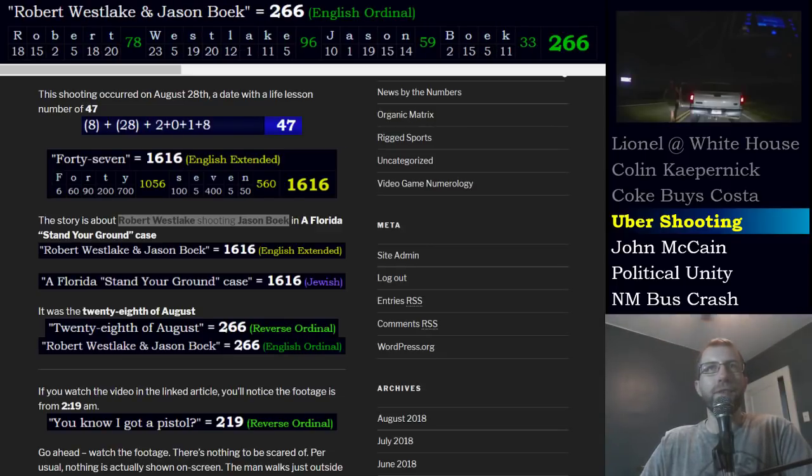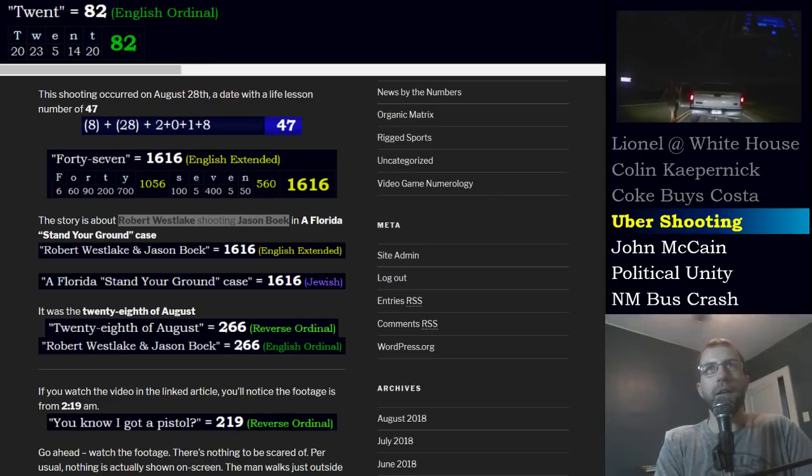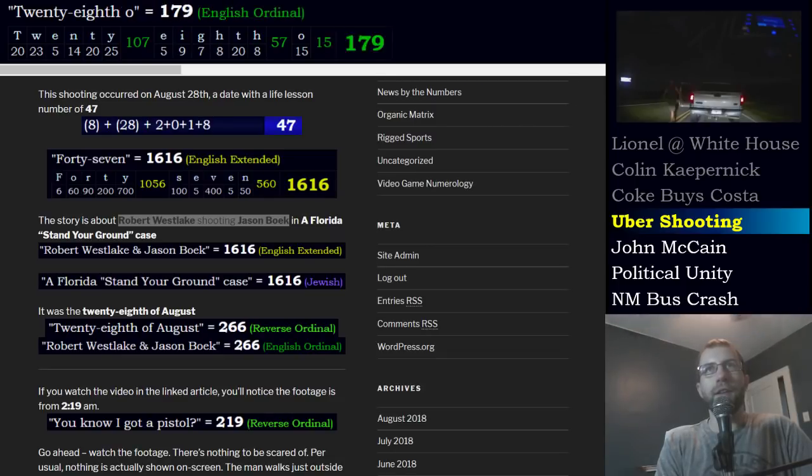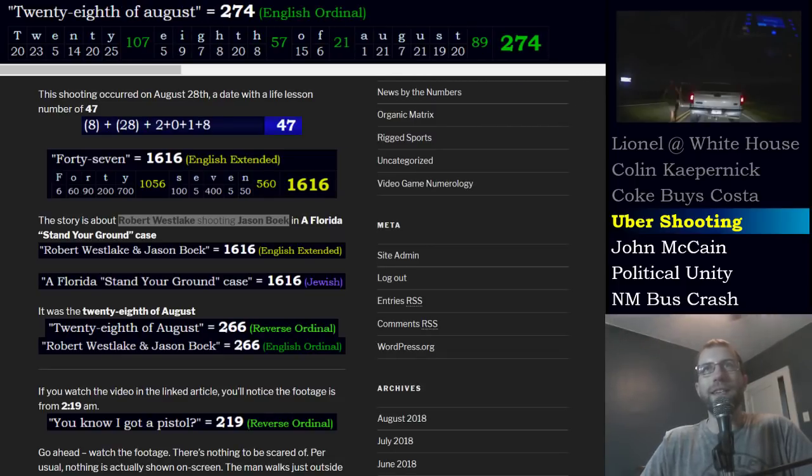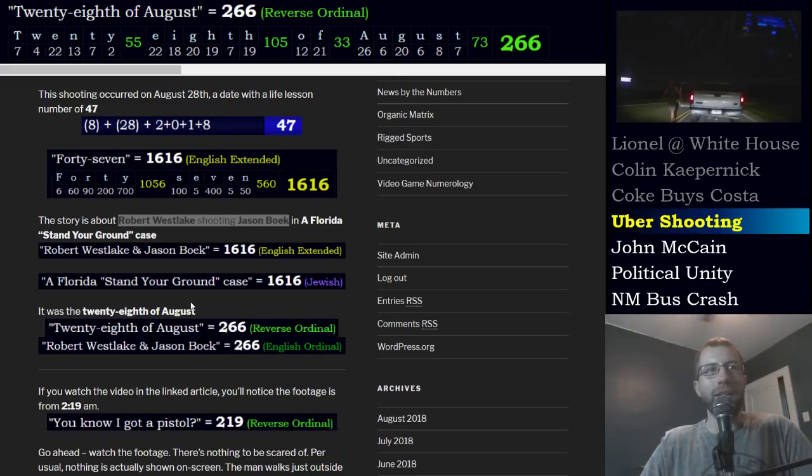Looking back again at the two names, if we just look at the simple alphabetic order, Robert Westlake and Jason Bowick, their names also have a Gematria of 266. This shooting occurred just a couple hours into the 28th of August. In the reverse alphabetic order, 28th of August equals 266.